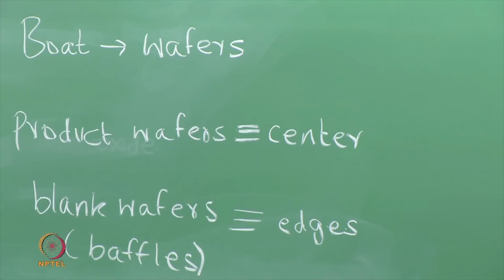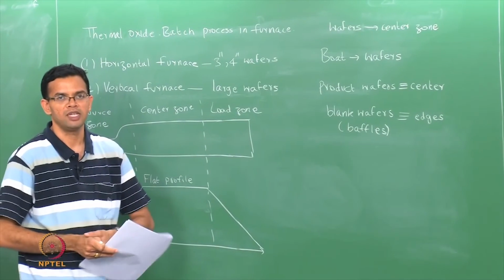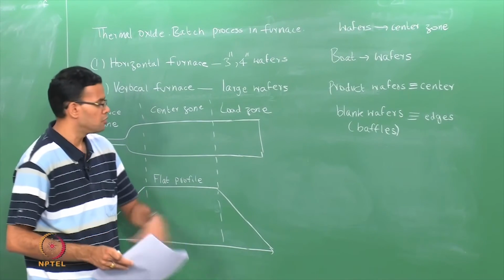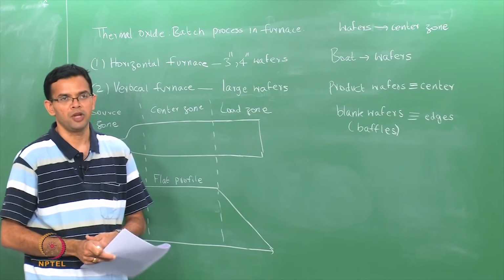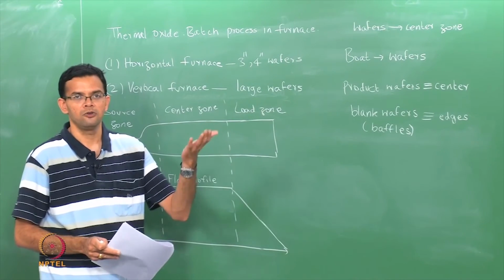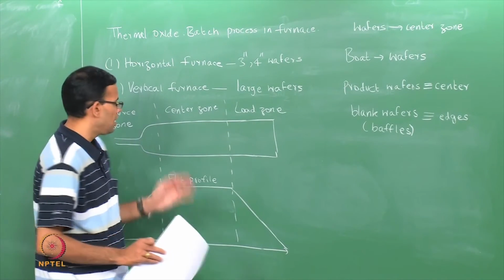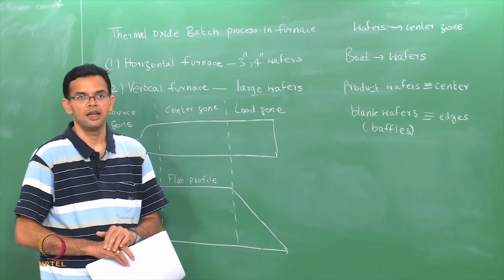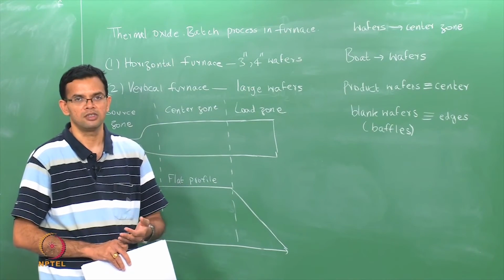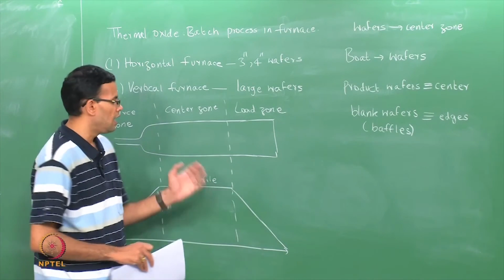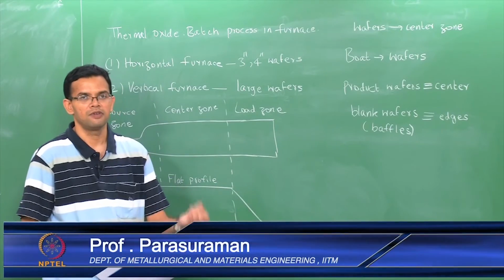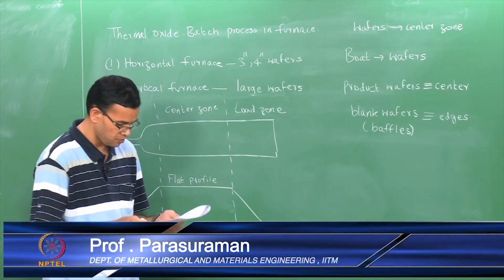So, the boat is loaded and then fed into the furnace, and then there is a whole programmed cycle. The initial temperature is at room temperature. The wafers are heated to the process temperature, exposed to the gases, and after the oxidation process is done, they are cooled and the boat is taken out and the wafers are unloaded.